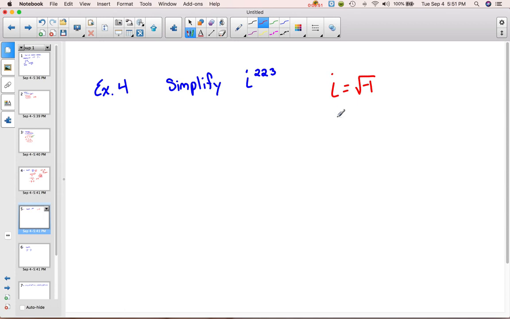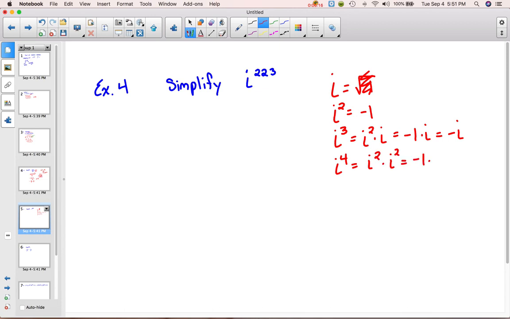And we just are going to call that i. If we have i squared, we get -1. If we have i cubed, we can think of that as i squared times i, which would be -1 times i, or just -i. And actually, I'm just going to leave this as an i. And i to the 4th, you can think of as i squared times i squared, which is -1 times -1, which is 1.